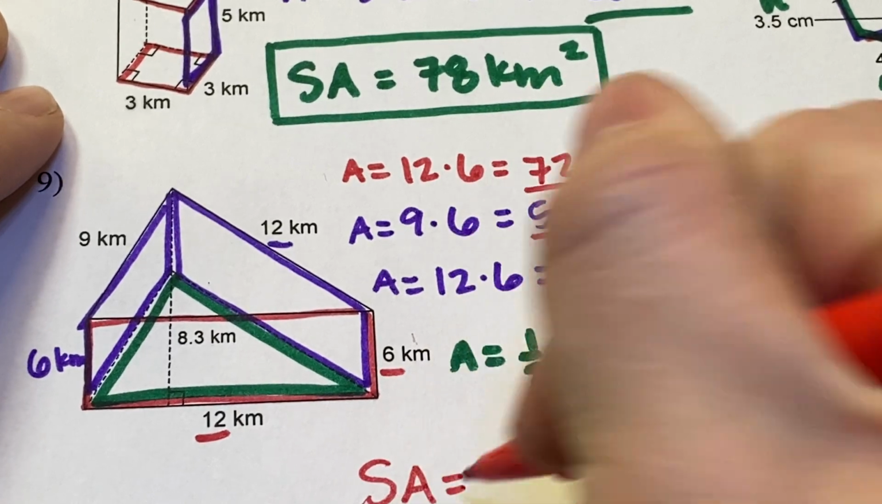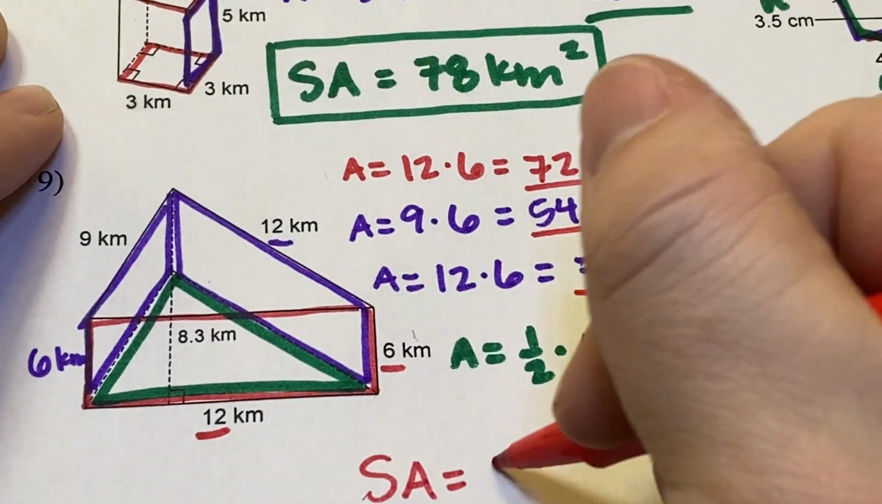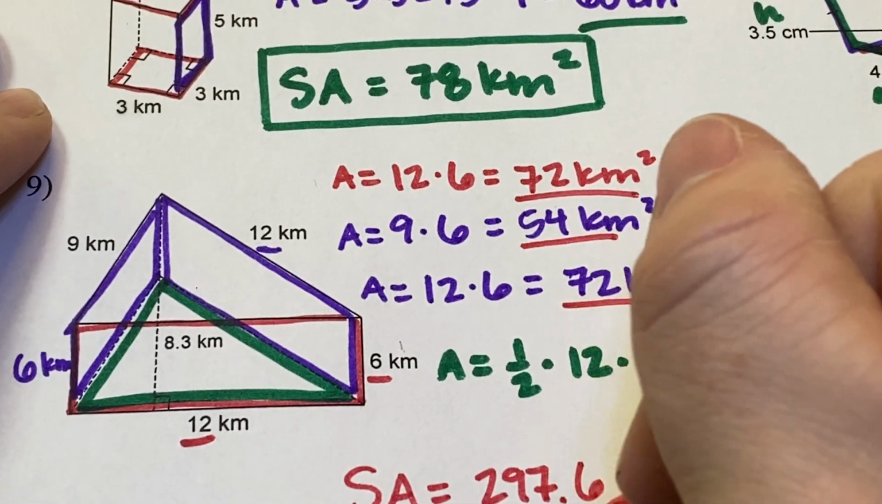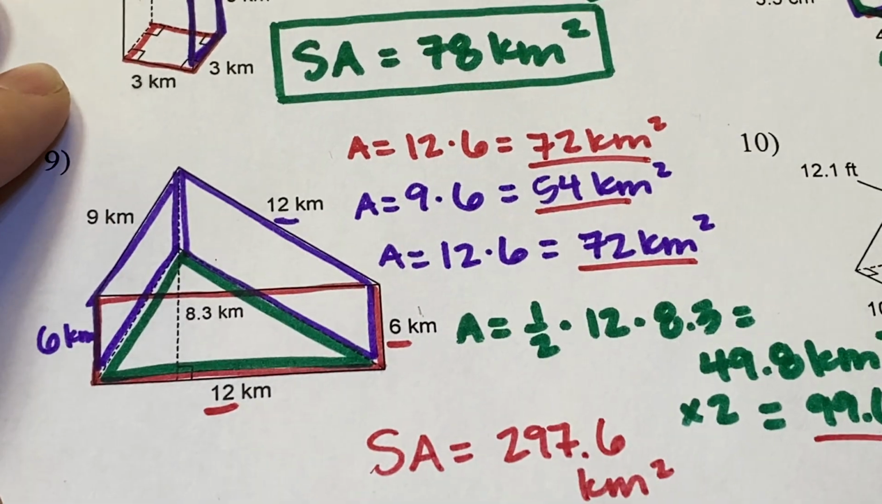Surface area, SA, equals 297.6 kilometers squared.